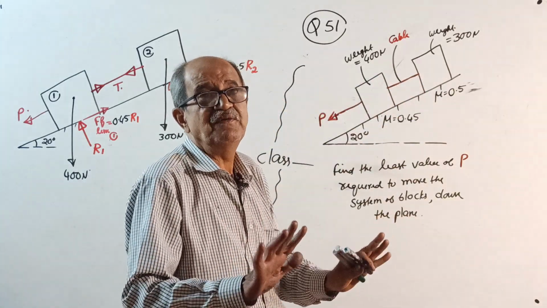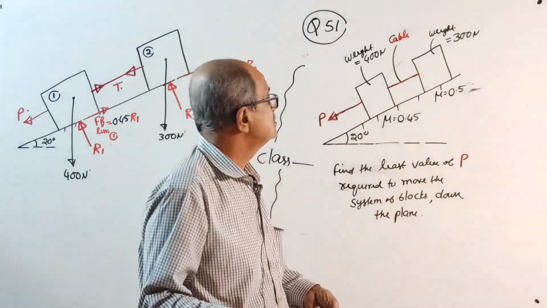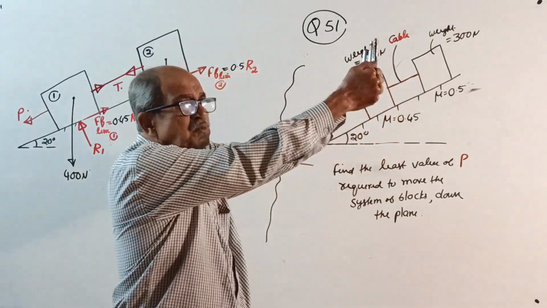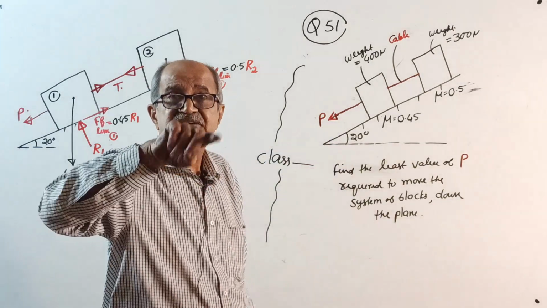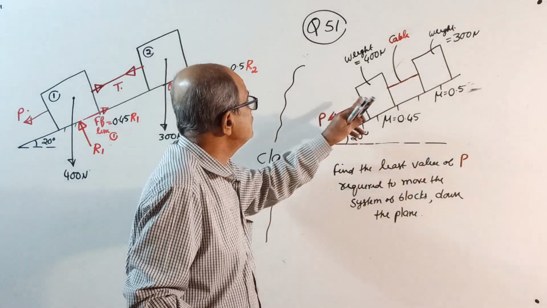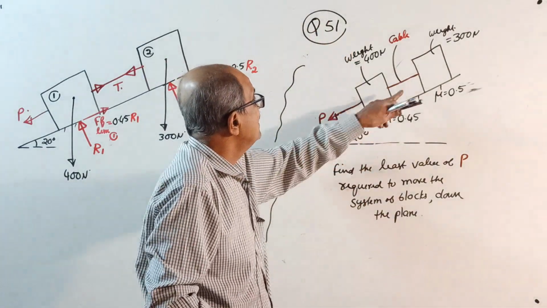They are not sliding. If they are already sliding, why do you want P? A negative value will come. So someone has to pull it now, but the effort required is lesser. Next class we will do what is the force required to move it up the plane. Now, down the plane. Okay.